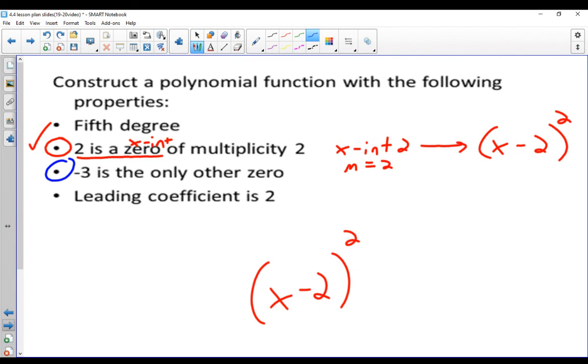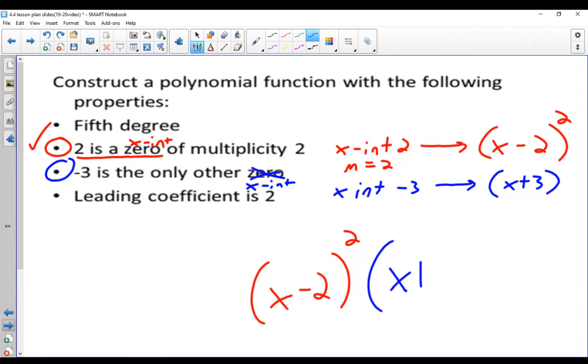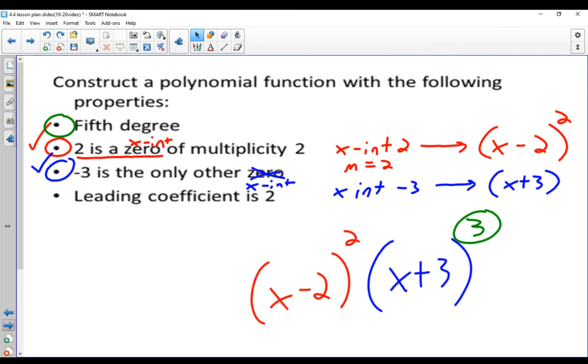Moving on to this property, negative 3 is the only other 0, or the only other x-intercept. So if our x-intercept is negative 3, that means our factor has to be x plus 3. So x plus 3 is going to be the second part of our answer. It doesn't tell us the multiplicity, though. We do not know what the multiplicity is going to be until we look at this property. We need a polynomial of the 5th degree, and the only way to get that is if this multiplicity is 3. Then 2 plus 3 gives us the 5th degree.